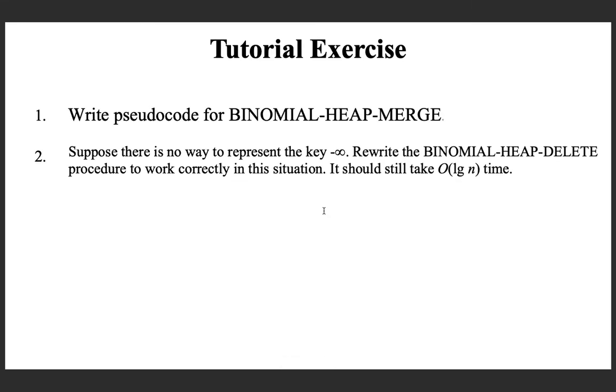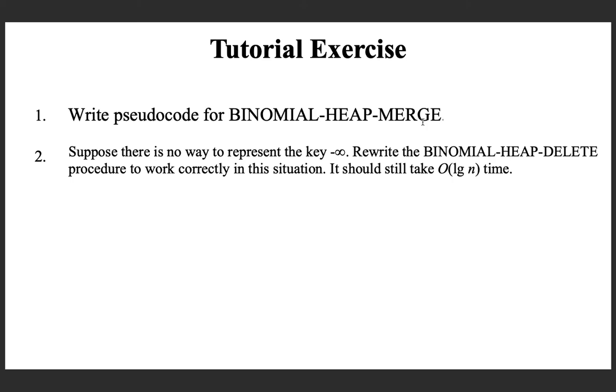And with this, we are finishing this lecture, and I am giving you 2 exercise problems for you to practice and understand what we did today. These are the 2 problems. Write a pseudocode for binomial heap merge. Actually, this is a procedure that we used in the previous lecture for implementing the binomial heap union. And now I am asking you to implement that procedure, or write the pseudocode for that procedure.